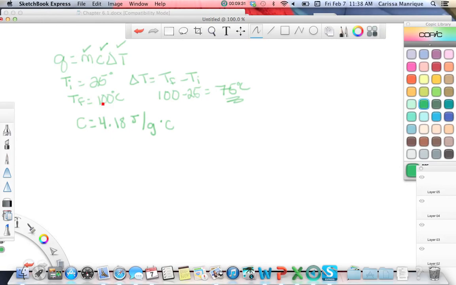Now we need M. I don't actually have it yet. I know that the volume was 1.5 liters, but I don't want volume, I want mass. I want it in grams, because C will tell you the units you need here. I have a degree Celsius, which is good. Now I need a gram. The hint here is density for water is always 1 gram per milliliter. So we can convert this liters into grams by using the density.